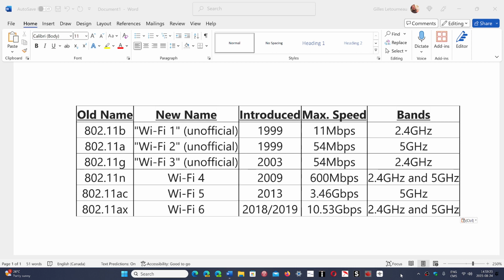A lot of people following the Wi-Fi 7 video have asked me what exactly do I have as a Wi-Fi and how do I know where I am.